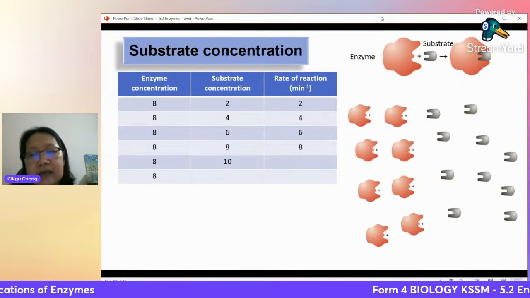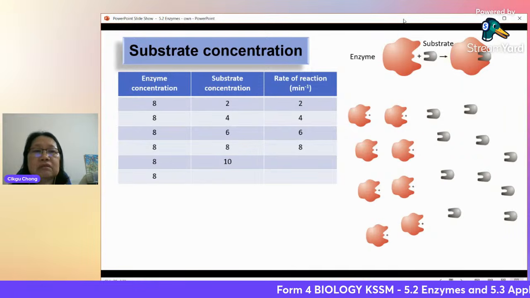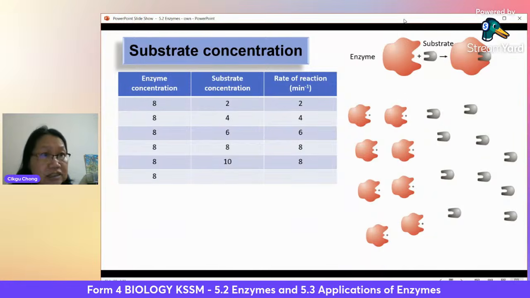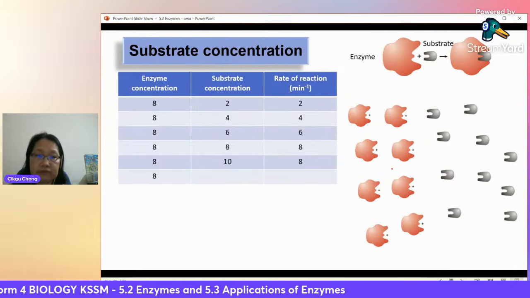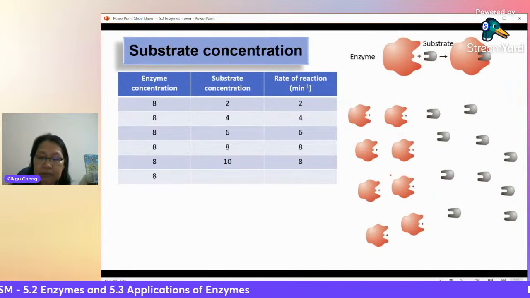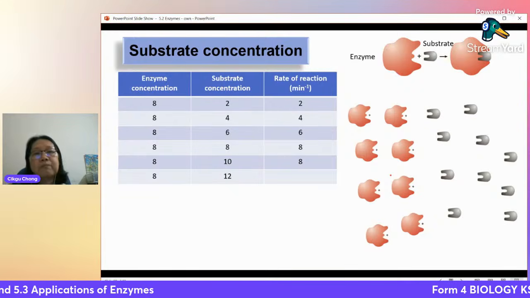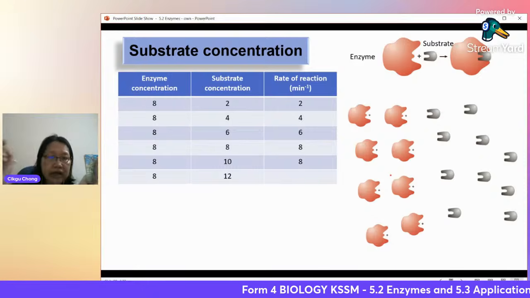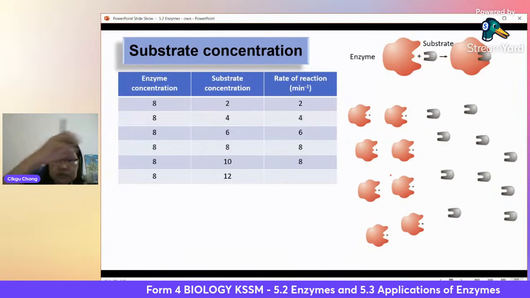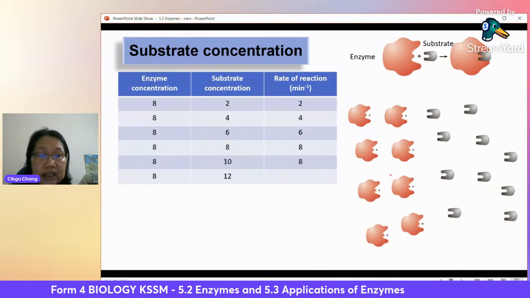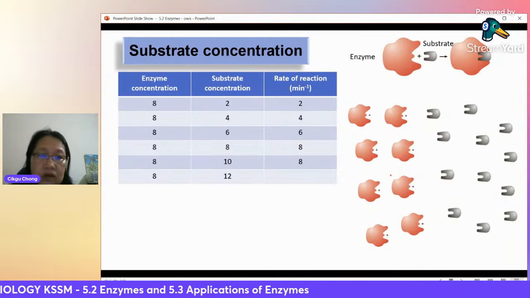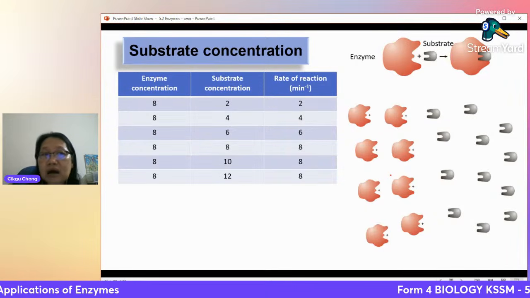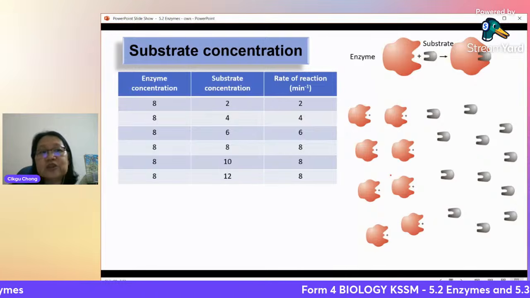How come not 10? 8 is correct. Why not 10? Because my enzyme is not enough, isn't it? I can put in some more. I can put in 12 substrate, but my enzyme is only 8 because it's 1 to 1. At one time, only one substrate can fit into that active site. So if I add in some more, it is not useful because I only have 8 molecules of enzyme, isn't it?